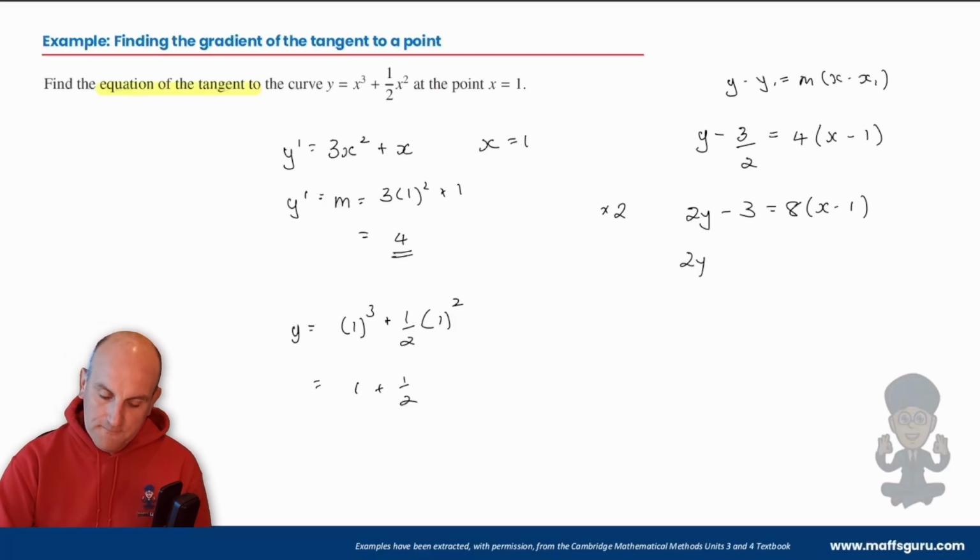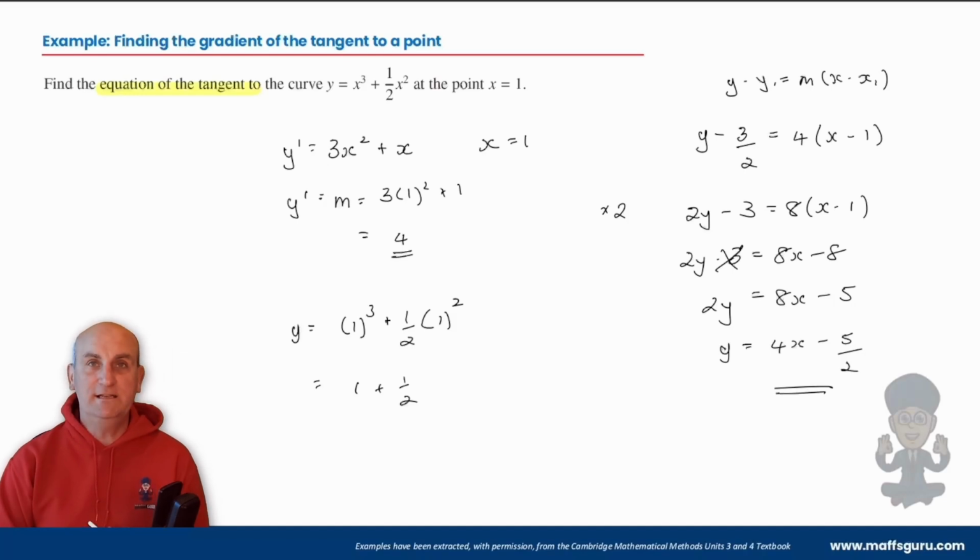Right, so 2y minus 3 equals 8x minus 8. Add 3 to both sides to get rid of that, which gives me 8x minus 5. And now I'm going to divide by 2 because I can do that. And there we go, there is my equation of my tangent.